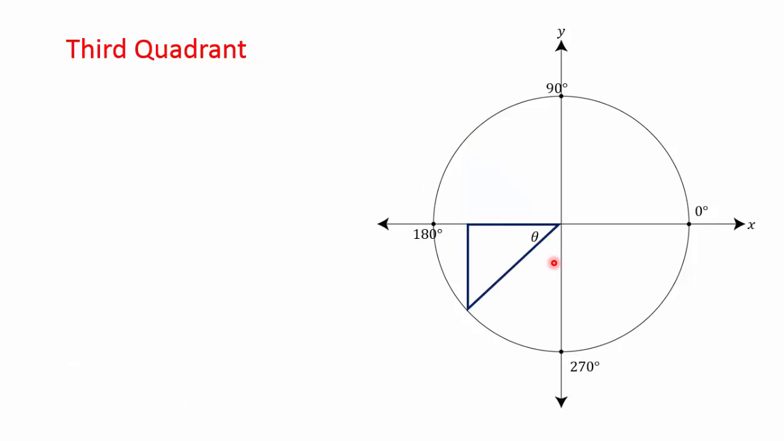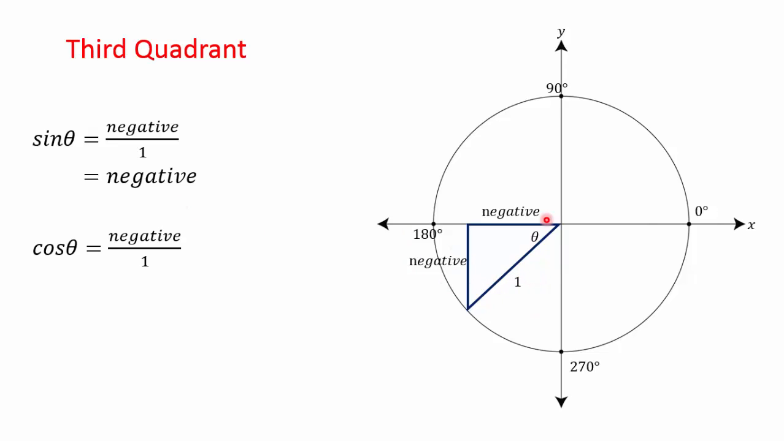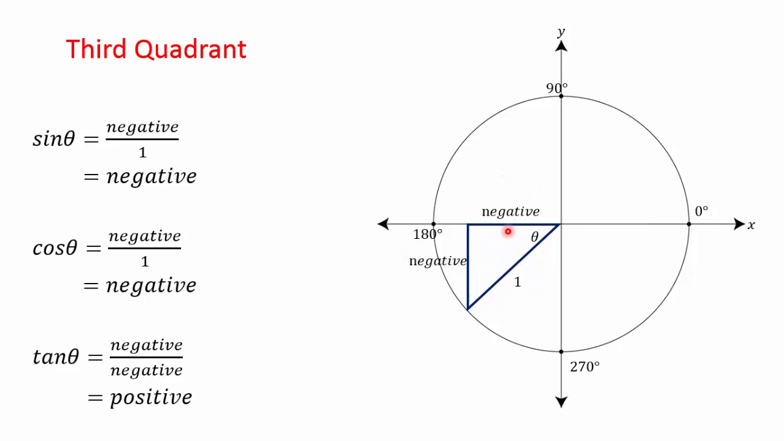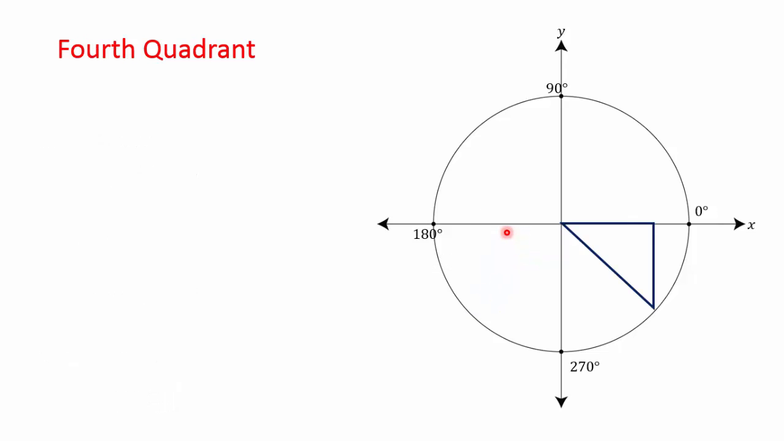In the third quadrant, if we do a similar thing, put in our radius as 1, the x values are still negative, the y values are now also negative because y is negative down here. Sine theta is negative over 1, which is negative. Cosine is negative over 1, which is also negative. And the tangent is a negative number over a negative number, which cancels to make a positive number.